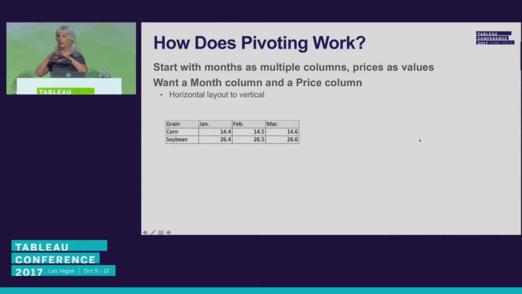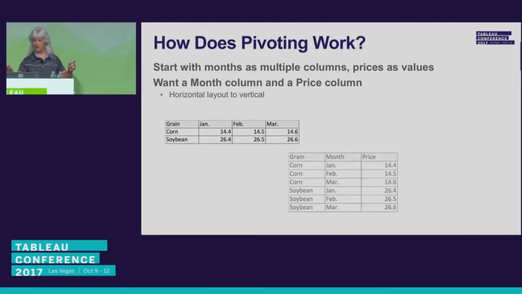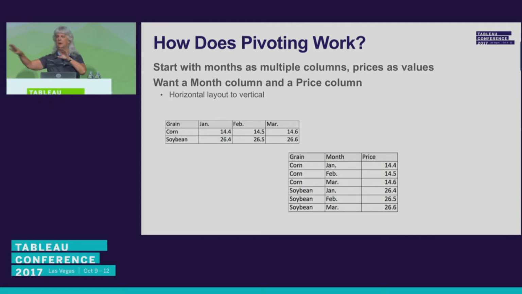So as an overview, we want to start with the months as multiple columns and the prices as different values within those columns, and we want to end up with a month column with all the months and a price column with all those prices. And you can see why it's called pivot, because it's taking something that was very horizontal and turning it into something that's very vertical.